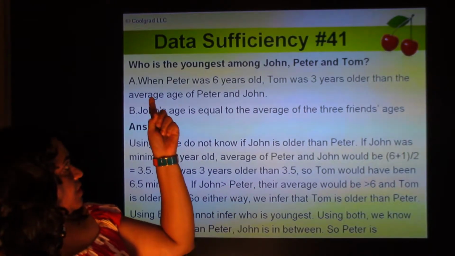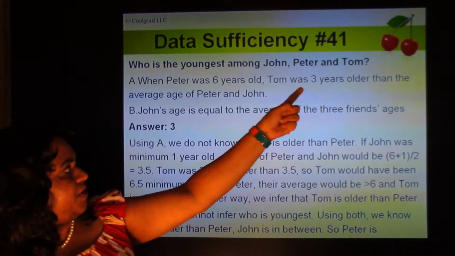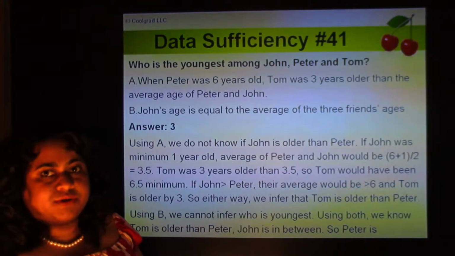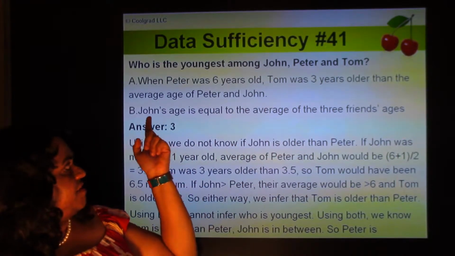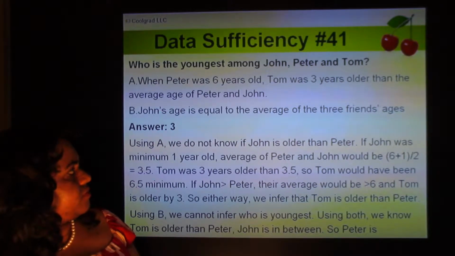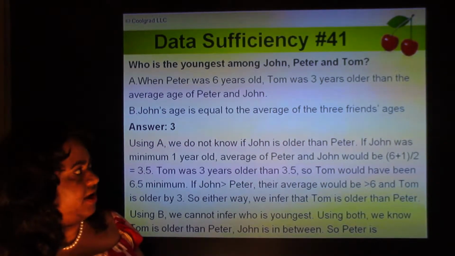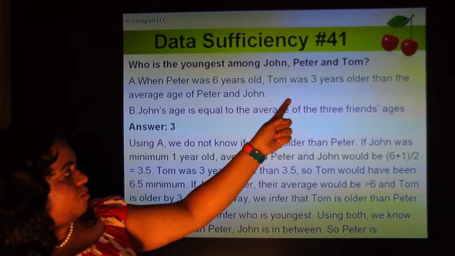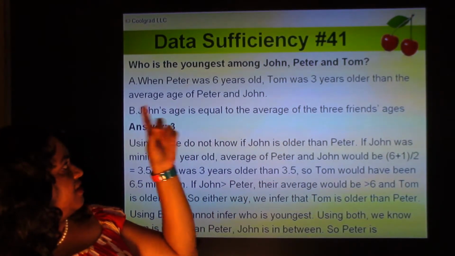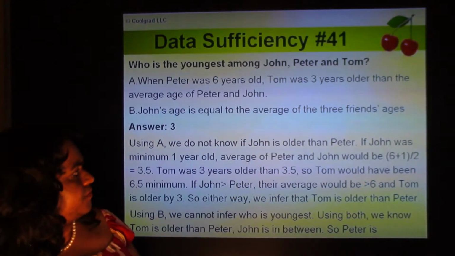Question 41. Who is the youngest among John, Peter and Tom? Statement A. When Peter was 6 years old, Tom was 3 years older than the average age of Peter and John. So 3 guys, John, Peter and Tom. When Peter was 6 years old, Tom was 3 years older than the average age of Peter and John.